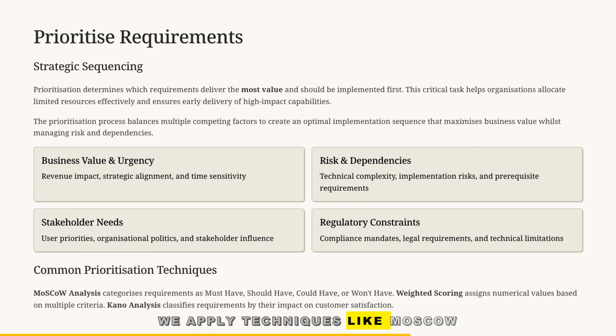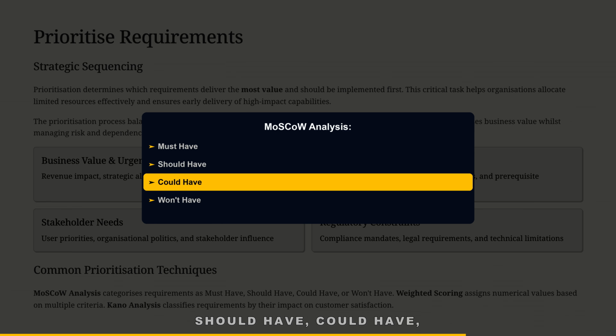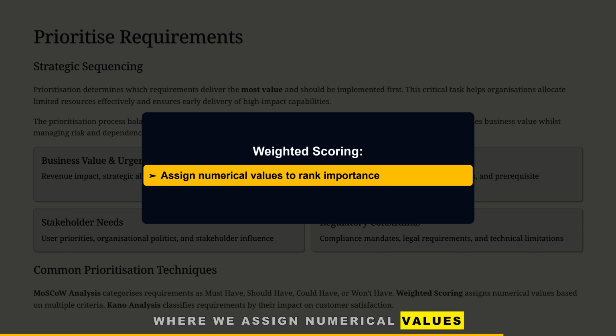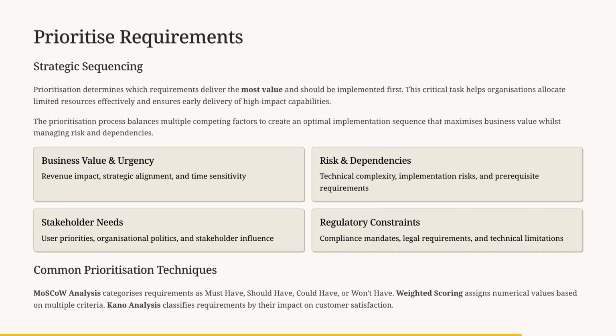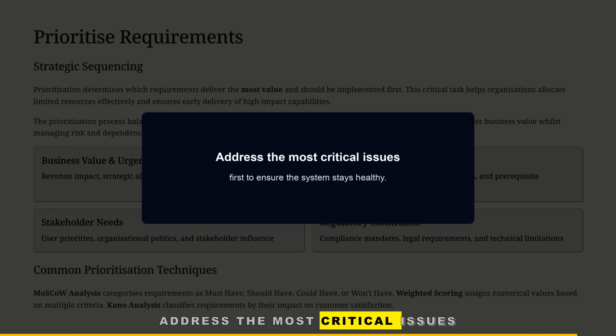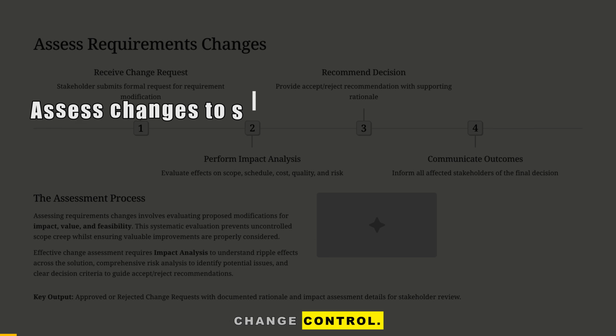We apply techniques like MoSCoW analysis, categorizing requirements as must-have, should have, could have, or won't have, or weighted scoring, where we assign numerical values to rank importance. In real-world terms, think of prioritization like a triage in a hospital. Address the most critical issues first to ensure the system stays healthy. This is where analysis meets change control.